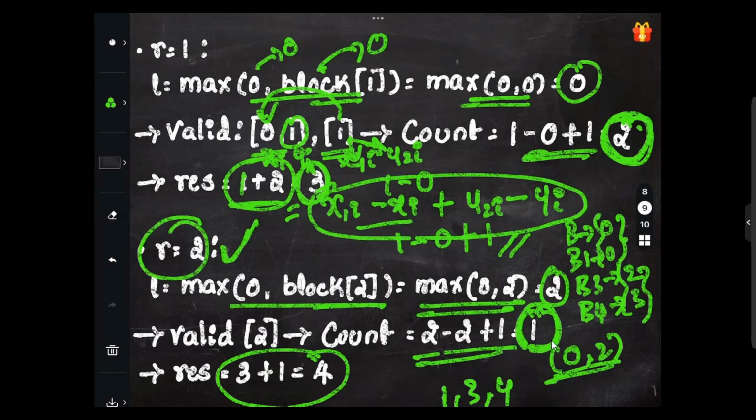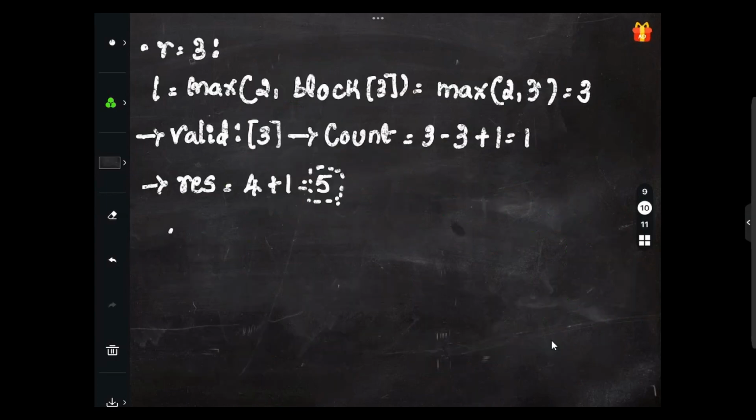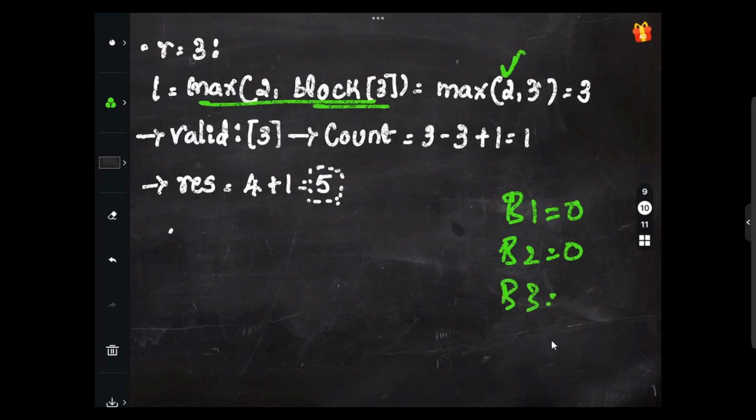We are left with only when r equals 3. This will be max of 2 comma block of 3. Here we are considering the value 2, and block of 3 has 3. Block 1 is 0, block 2 is 0, block 3 has maximum 2, block 4 has maximum 3. Block of 3 consists of the maximum value 3, so max of 2 comma 3 will be 3. Again we will go with the count, where the x1, y1 formula will be applied here.